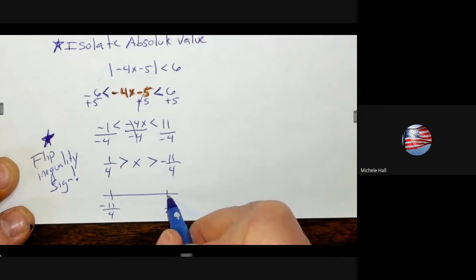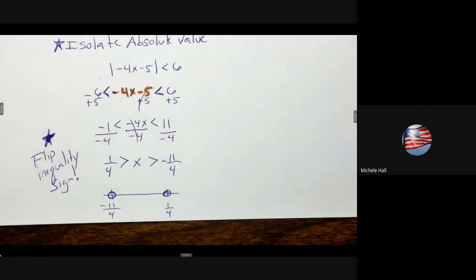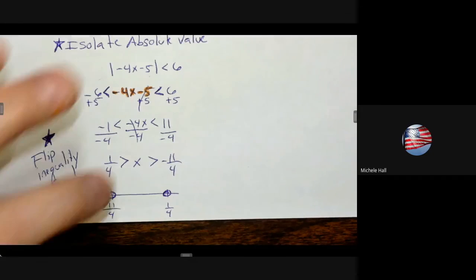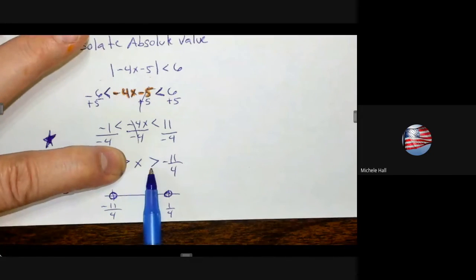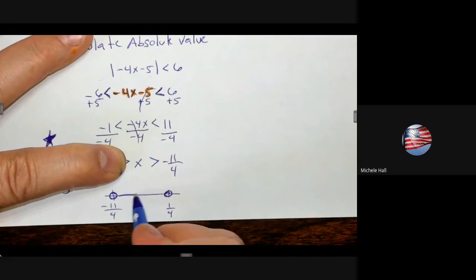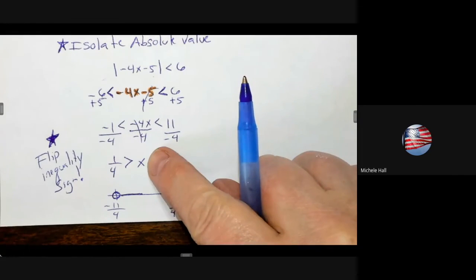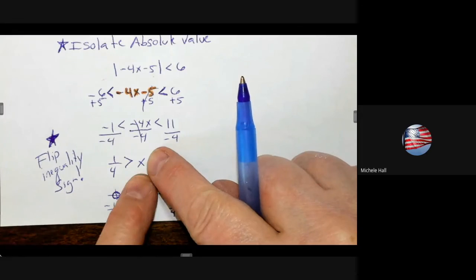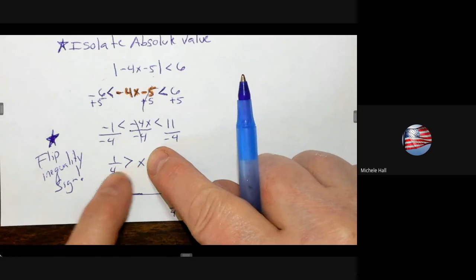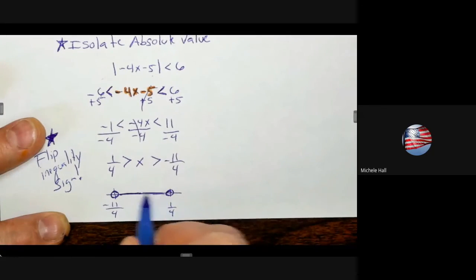They're going to be open circles because it doesn't have the equal sign, and we need to be careful about how we're reading this. This says that x is greater than negative 11/4, and that is the greater than direction. It also says that x is less than, starting with the variable, x is less than 1/4. That means we're going in the less than direction, and they're going to meet in the middle.